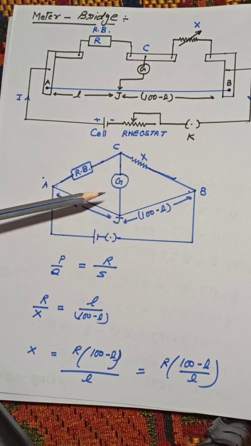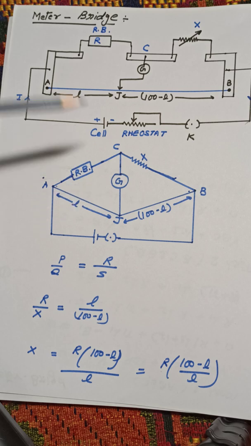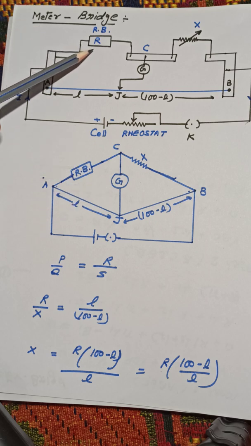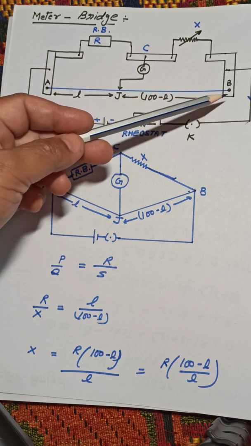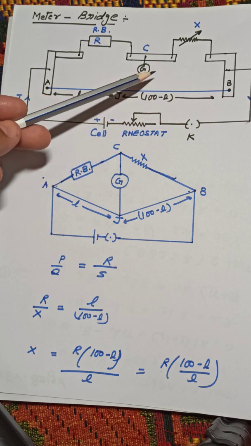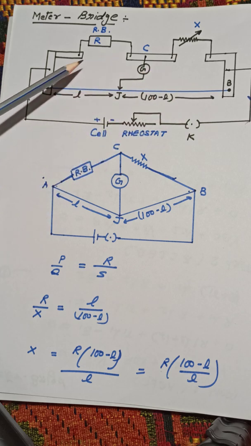What happens when we take any plug key of resistance R and we move the jockey from A to B? When we put the jockey at A, the galvanometer shows deflection on the right side, and when we put the jockey at B, the galvanometer shows deflection on the left side. Then we say that the circuit is properly connected.